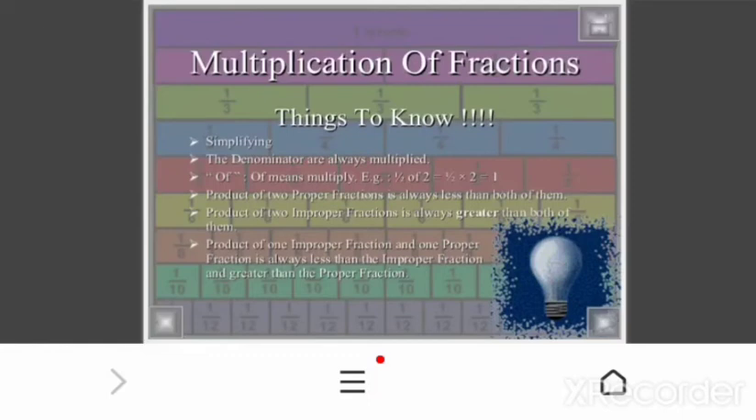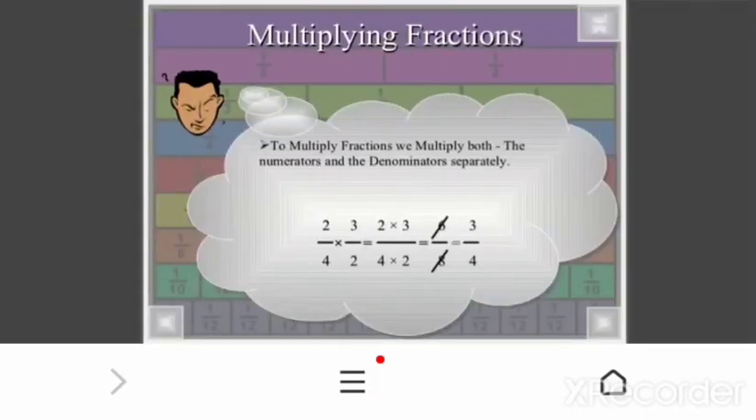Next, the product of an improper fraction and a proper fraction is always less than the improper fraction and greater than the proper fraction. Now let us see how to multiply fractions. Children, to multiply fractions, we multiply both the numerators and the denominators separately, as shown on the screen.